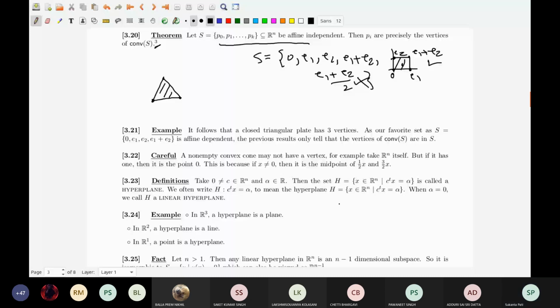This is because if you have a non-zero point x in the cone, then by the definition of a cone, half x and 3/2 of x will be available in that cone. But in that case, x is the midpoint of these two points. That is, x is a convex combination of these 2 points. So x cannot be a vertex. So the only vertex possible is 0.